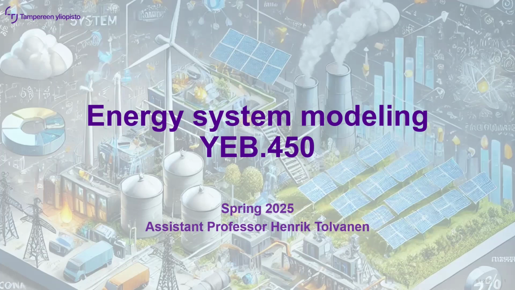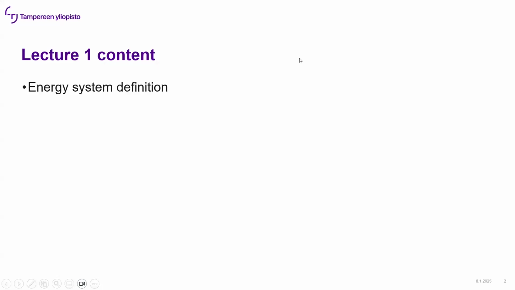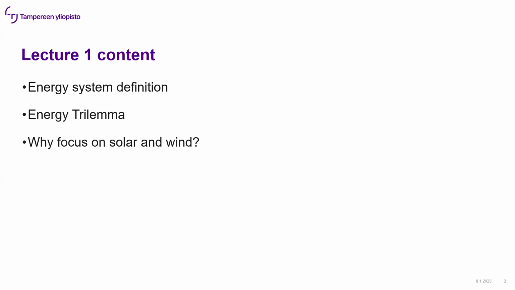So today, let's see what we have in store. The lecture one content is going to be on energy system definition. So we're going to go through some examples of energy systems and things associated with them. And then we're going to go through the so-called energy trilemma. Why are we focusing so much on solar and wind?